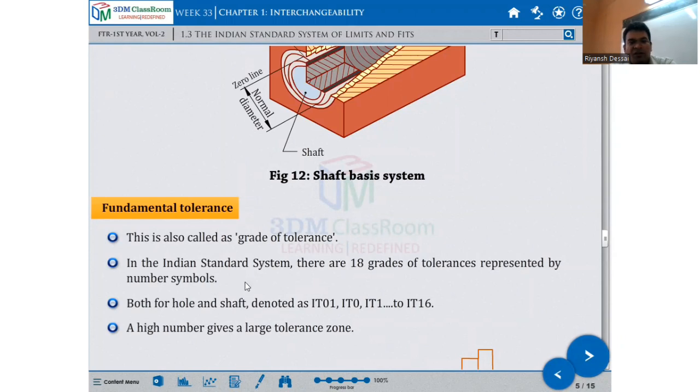See, in the Indian Standard System, there are 18 grades of tolerance represented by number and symbol, both for the hole and shaft. IT01, IT0, IT12, IT16. Not directly 18, na? Check it, two numbers. It is IT01, IT0, then IT1 to IT16. This is the standard grade of tolerance. Total 18 grades of tolerance.